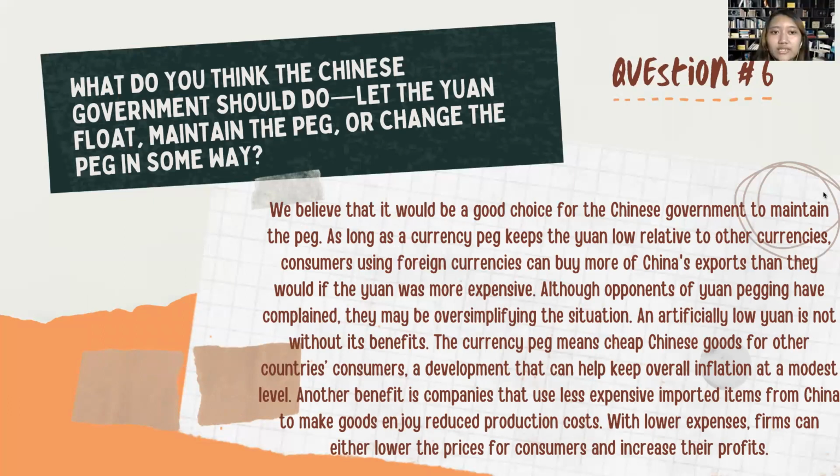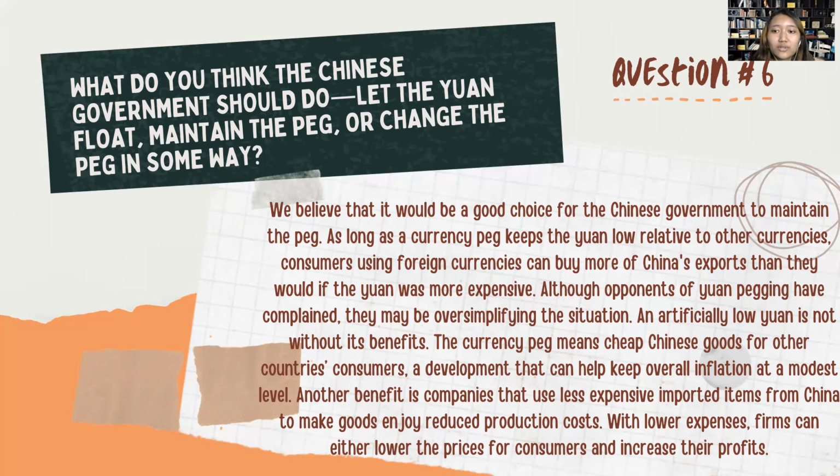So the last question is, what do you think the Chinese government should do? Let the yuan float, maintain the peg, or change the peg in some way? According to our group, we believe it would be a good choice for the Chinese government to maintain the peg. As long as a currency peg keeps the yuan low relative to other currencies, consumers using foreign currencies can buy more of China's exports than they would if the yuan were more expensive.